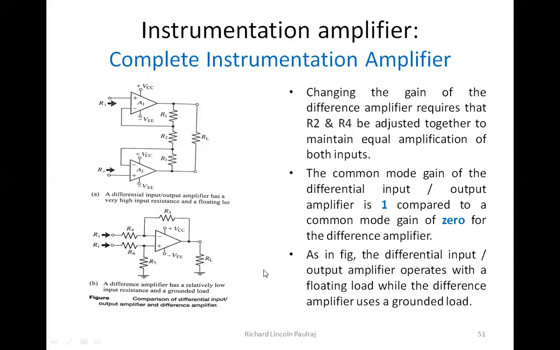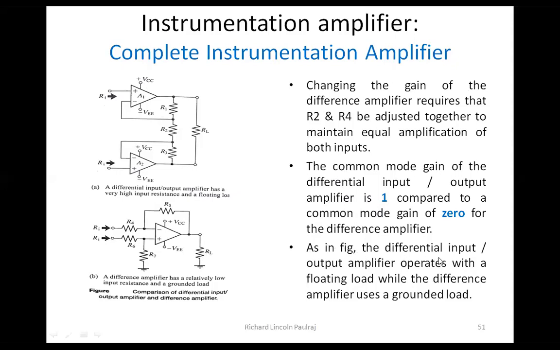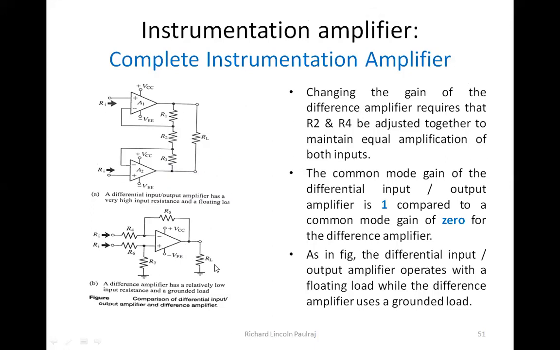and it is going to be 0 for this difference amplifier. So we can see that the differential input output amplifier operates with a floating load, while the difference amplifier uses a grounded load. So why is it a floating load here? Because it is connected between R3 and R1. There is no ground at all, right? But here you can see that this RL is connected to ground. So here it's a floating load and here it becomes a grounded load.